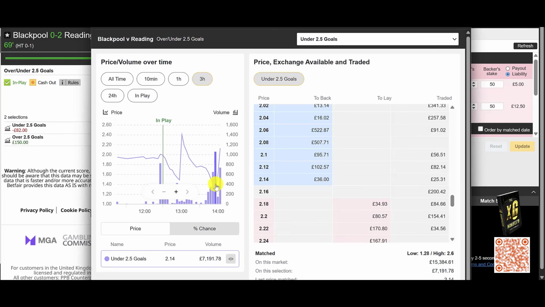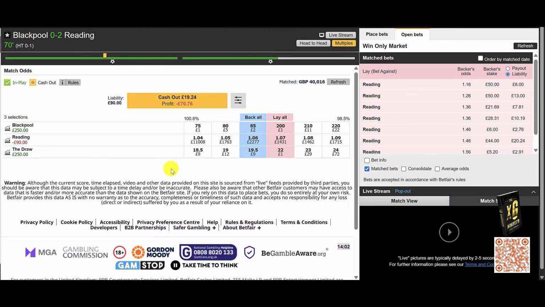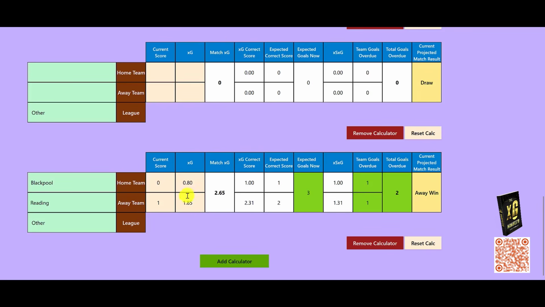But anyway, what we can do, if we just want to exit this trade, is obviously we can take the profits on the goal markets, and then we can exit on the match odds market also, and lock in a bit of a smaller loss. Let's quickly, I've updated the XG. Let's just add this on to here.